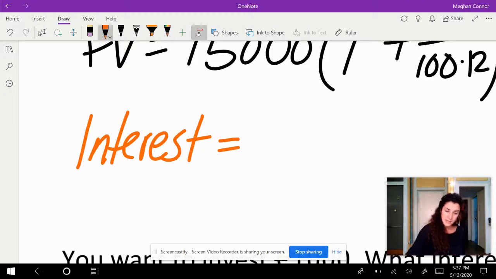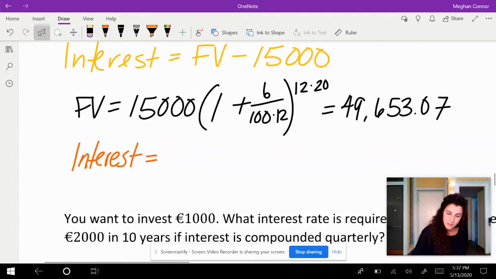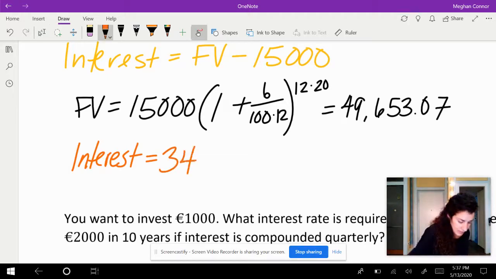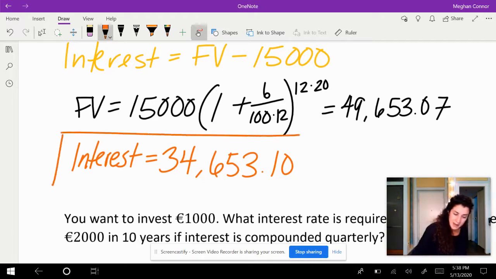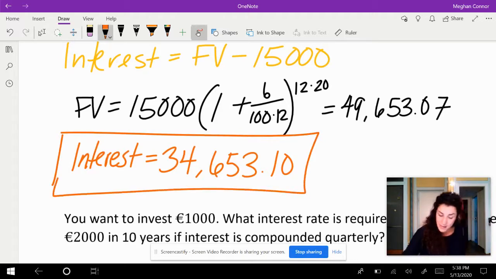I need to take that number and subtract out 15,000. Seven minus 15,000, and I get 34,653.10. I think it's because of significant figures, that's as much as my calculator was going to give me.